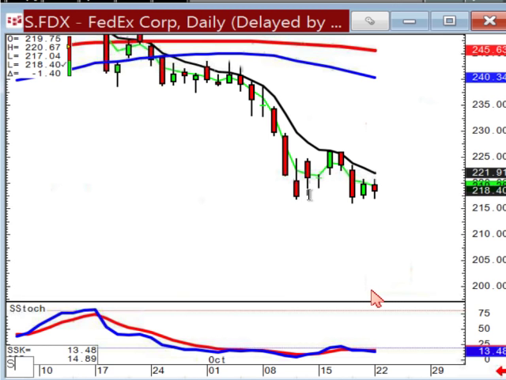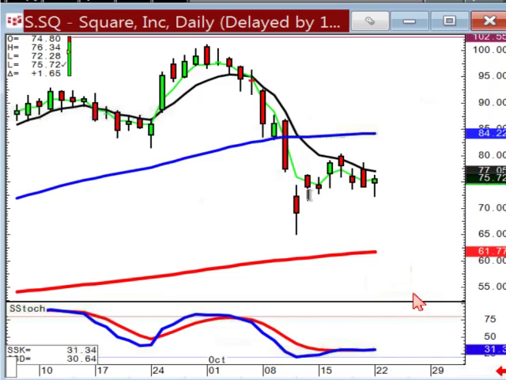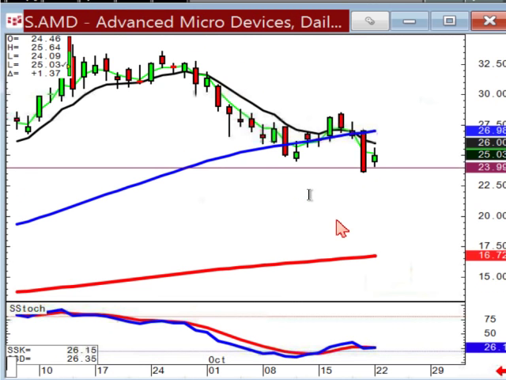Square. This one, you got to be careful. Got a doji and your stochastic's flat. If it opens positive, you don't want to be short. If you're short, it needs to open lower tomorrow. AMED, we did. AMED, yeah, nothing on this one.